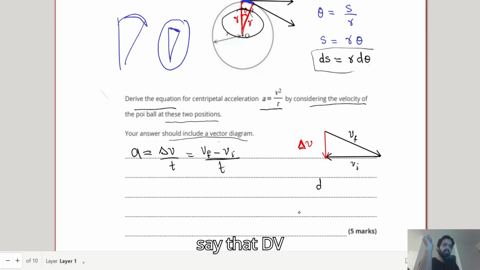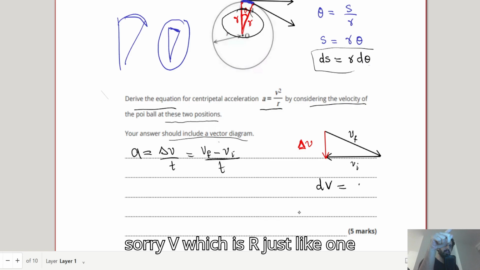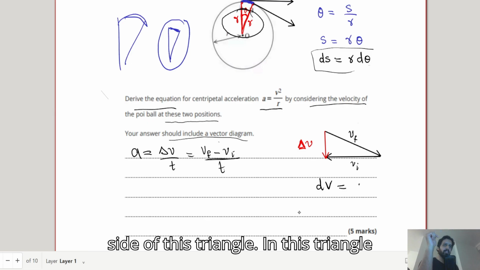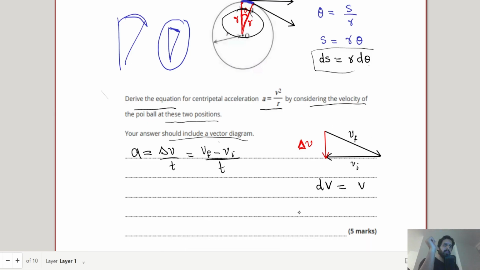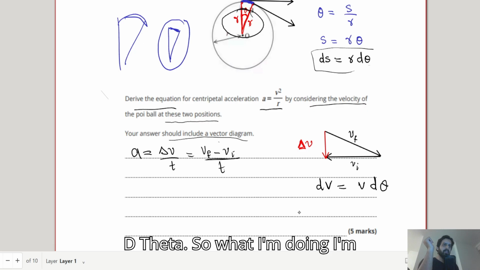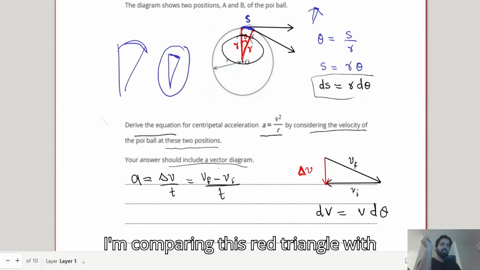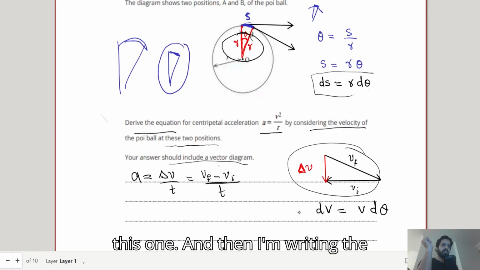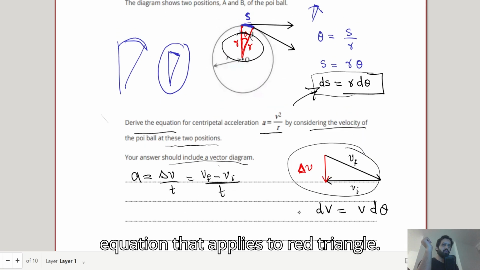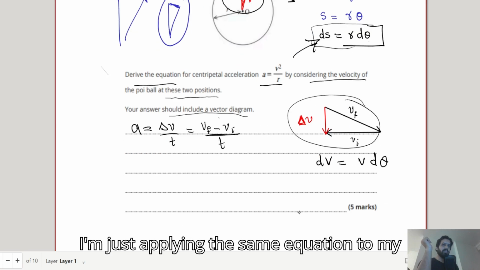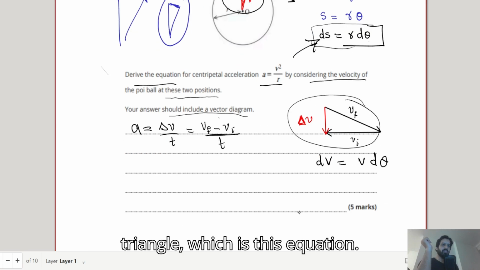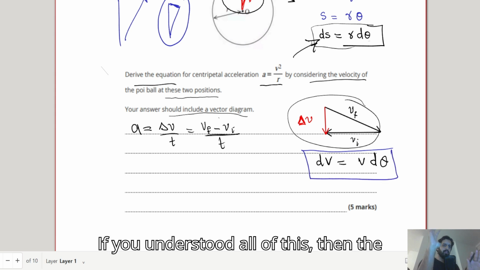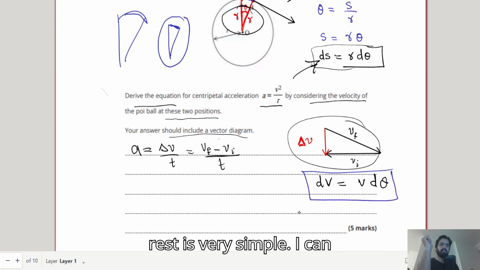I can say that dv equals r, just like one side of this triangle. In this triangle, the side is v times d theta. So what I'm doing, I'm comparing this red triangle with this one, and then I'm writing the equation that applies to the red triangle. I'm just applying the same equation to my triangle, which is this equation. If you understood all of this, then the rest is very simple.